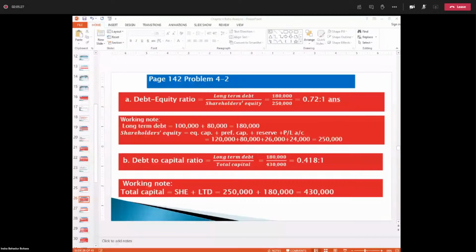Okay, in this way you can calculate. In question number 3 it's the turnover ratio. In the next class we'll discuss the turnover ratio, turnover and profitability, and after that we can do other exercises. Okay, that's all for today. Time is finished. See you in the next class.